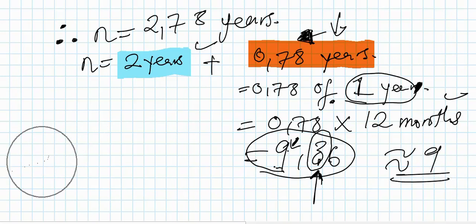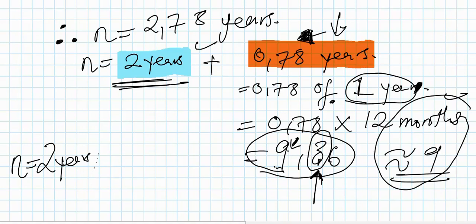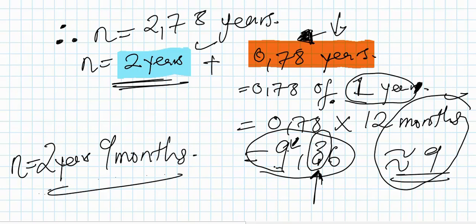So now my answer is going to be the amount of period it's going to take is this 2 years. And what else? This 9 months right here. So 2 years, 9 months. That's the answer to the question we had about them.